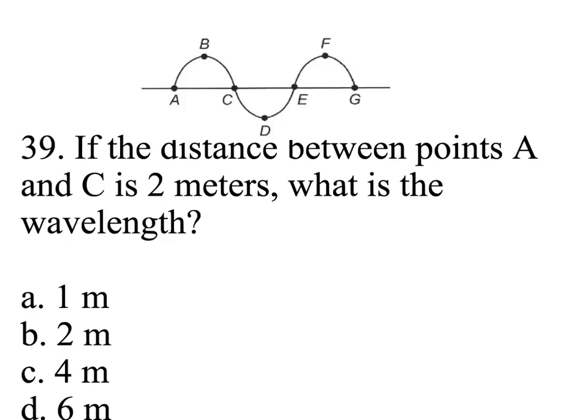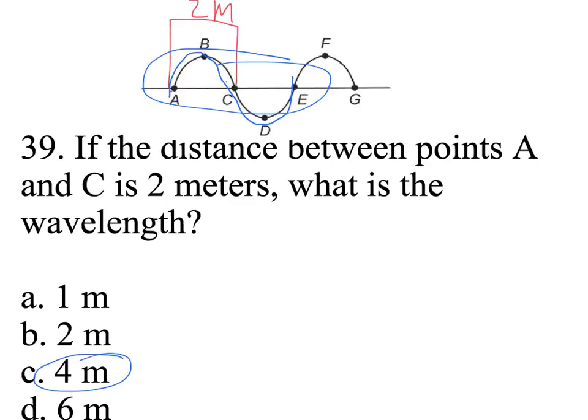If the distance between points A and C is 2 meters, so this is 2 meters, what is the wavelength? Well, a full wave is from A to E. This is a full wave, so A to C is just half a wave. So if half a wave is 2 meters, then a whole wave is 4 meters.